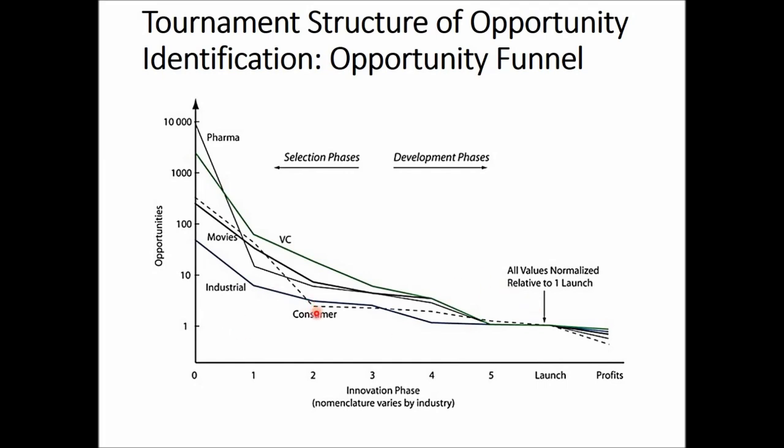So this gives you an idea about the opportunity funnel for different types of products. We are looking at consumer products. Initially you get a lot of opportunities, hundreds of opportunities, and during the selection phase, or the product planning process, the opportunity screening process, you narrow it down to a few products, and during the development phase you study only very few products, and finally you come up with one product which satisfies the product requirement.